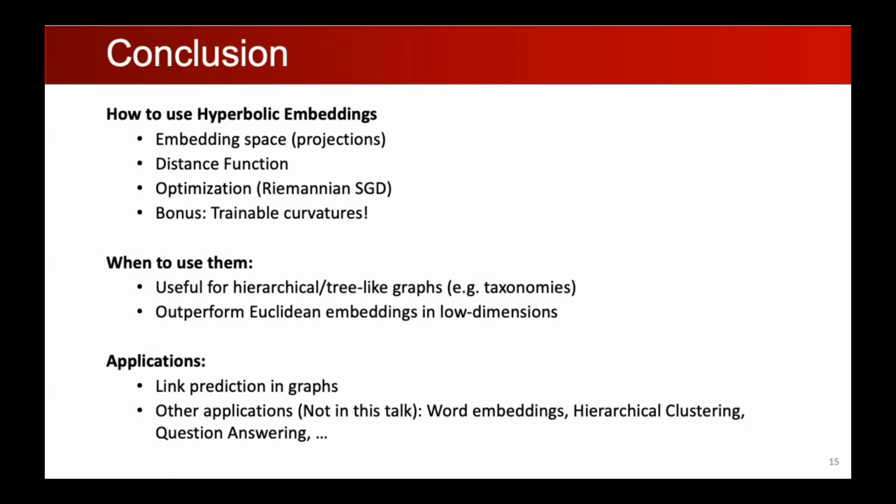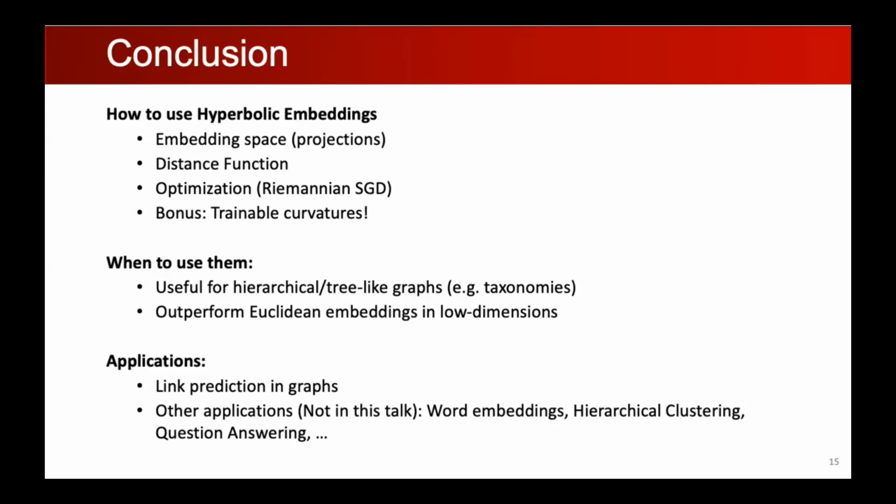And the bonus that we proposed is using trainable curvatures to represent, for instance, relationships in knowledge graphs, or even the curvature of the embedding space, just to give more flexibility to the models to adapt to the curvature of a relation, and also avoid the numerical issues that may arise in higher dimensions. So these embeddings are useful for graphs that have a tree-like structure or hierarchical graphs, such as taxonomies. And we see benefits from using hyperbolic embeddings in low-dimensional regimes, especially.